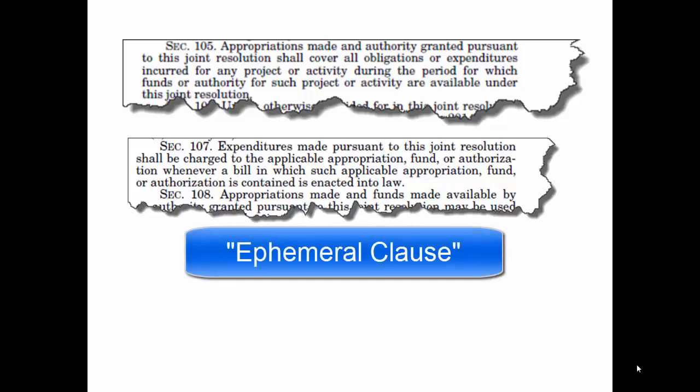Section 107 provides accounting guidance. This section has been referred to as the ephemeral clause because of the temporary nature of the transactions recorded under a CR. Note the language.